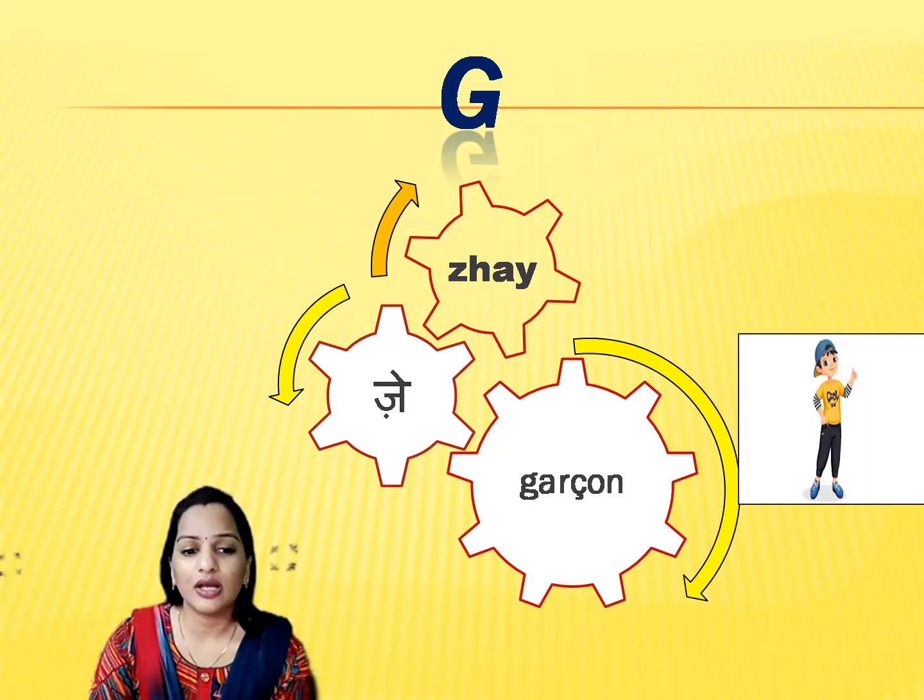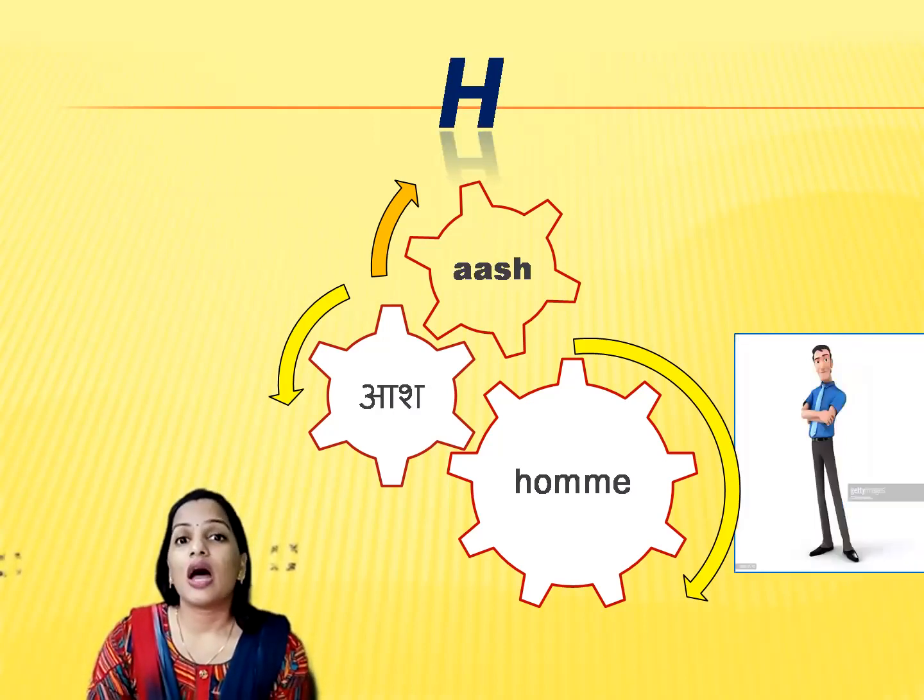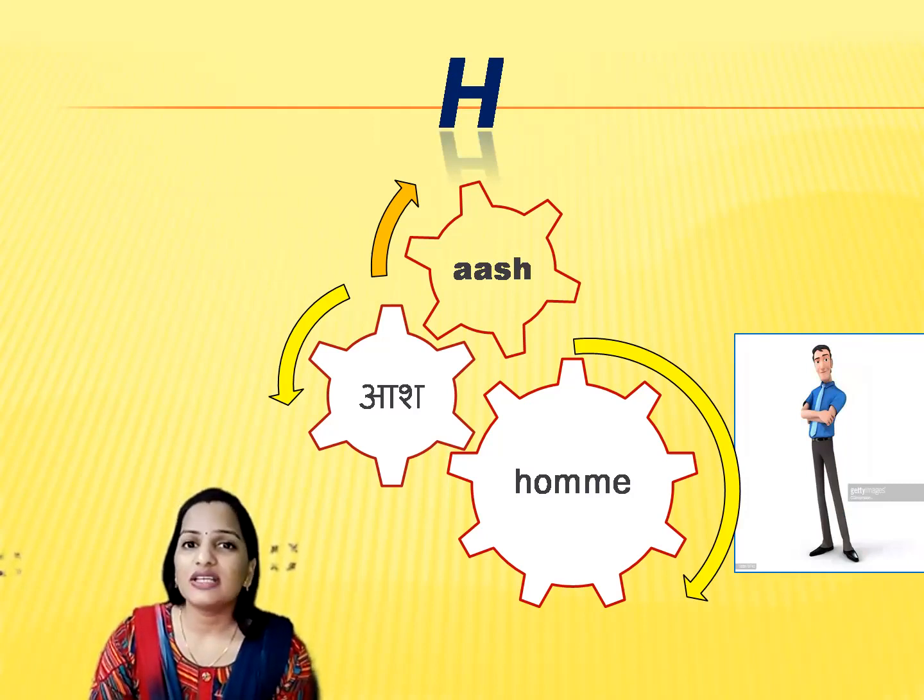Proceeding to the next letter, we have H. How do we pronounce H in French? It is H. And one example from the letter H is homme, not home. Let me tell you one thing: in French, the sound of H is silent. So what do we call this word in French? Homme, not home. Very good. And what does homme mean? Homme means a man. So a boy means garçon, and man means homme in French.